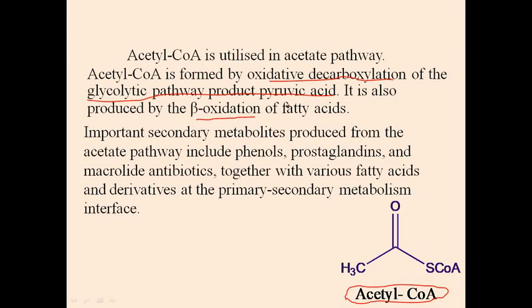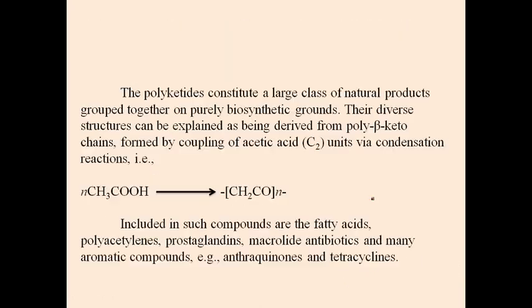The important secondary metabolites produced from the acetate pathway include phenols, prostaglandins, and others such as macrolide antibiotics, for example erythromycins, together with various fatty acids and derivatives at the primary secondary metabolism interface. We will discuss here how this occurs. And polyketides are also formed from this acetate pathway.